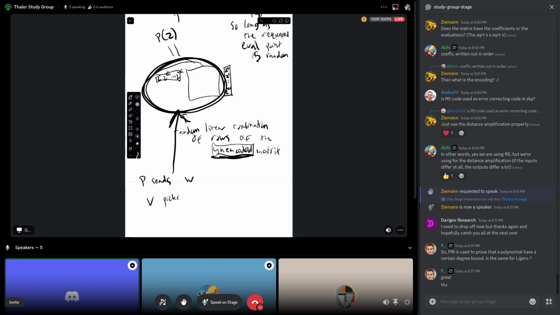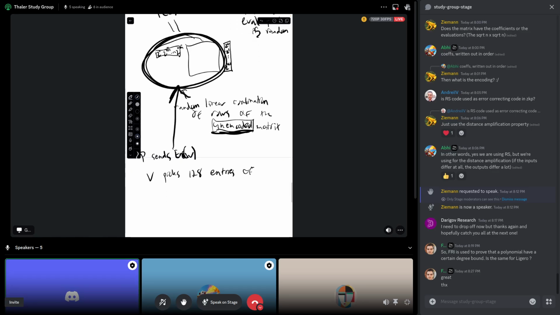The verifier picks like 128 entries of W at random. I guess so the prover sends the encoding of W, let's say. The verifier picks 128 entries of that encoding at random, and checks them for consistency with the commitment.